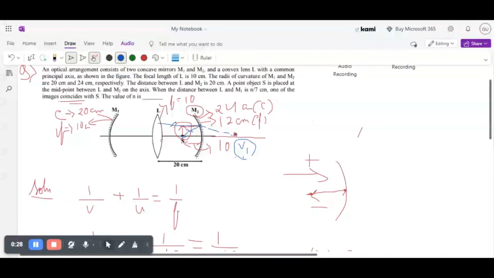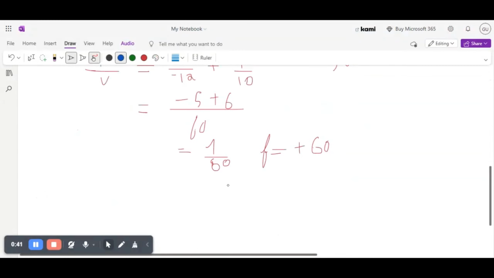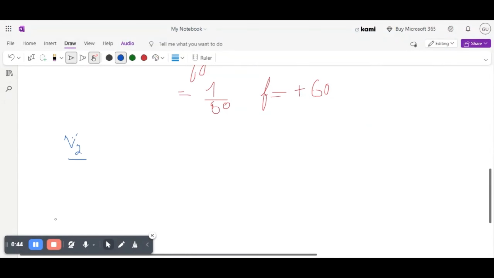Now, as it is the object for this, we have the focal length provided here. Focal length of L is 10. Then we will calculate image 2. So let's calculate image 2. We will use the lens formula, 1 by V minus 1 by U equals 1 by F. 1 by V we have to find.